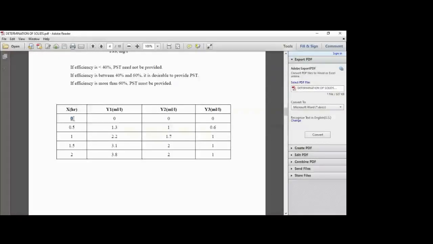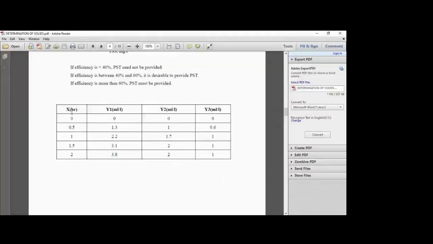At 0 minutes the reading was 0, 0, 0. After, let's say, 30 minutes, that is 0.5 hour, the settleable solids in the first Imhoff cone was 1.3, in the second was 1, and in the third was 0.6. Similarly, after 1 hour, the settleable solids in the first Imhoff cone was 2.2, the unit being milliliter per liter. It is 1.7 in the second and 1 in the third. After 1.5 hours, these are the readings, and after 2 hours, these are the readings.